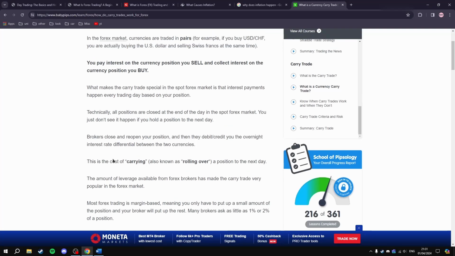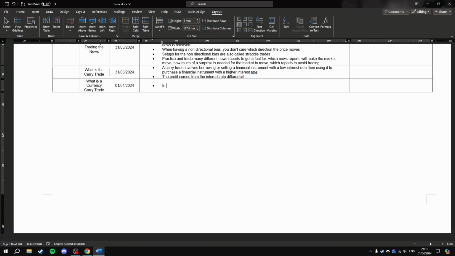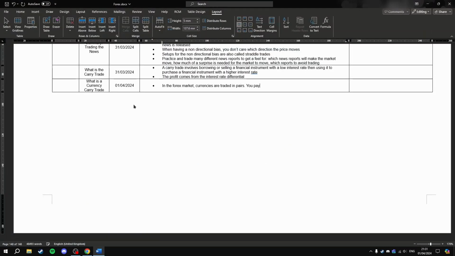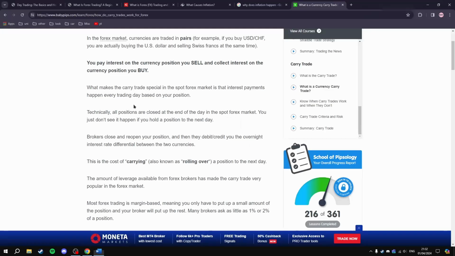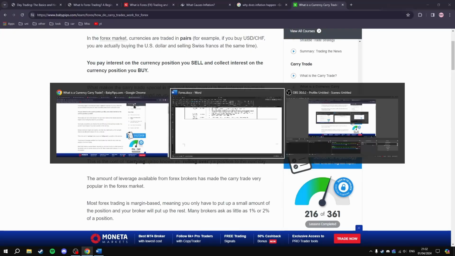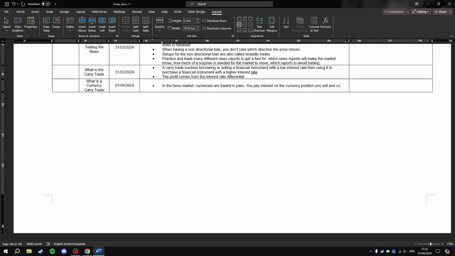Right, okay, so in the Forex market, currencies are traded in pairs. You pay interest on the currency position you sell and collect interest on the currency position you buy.